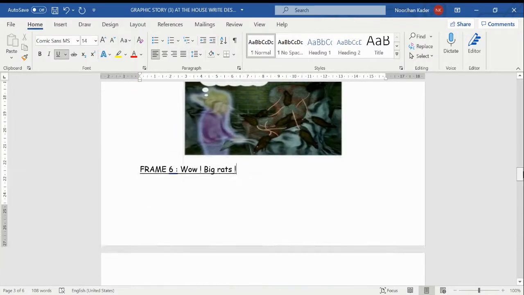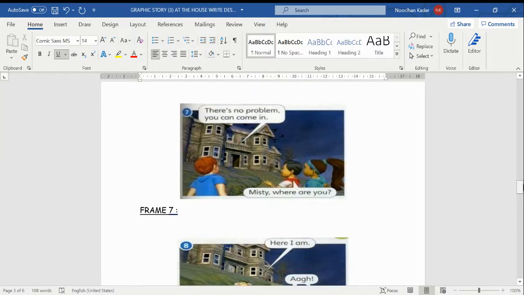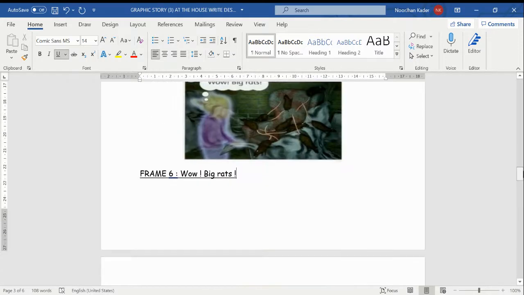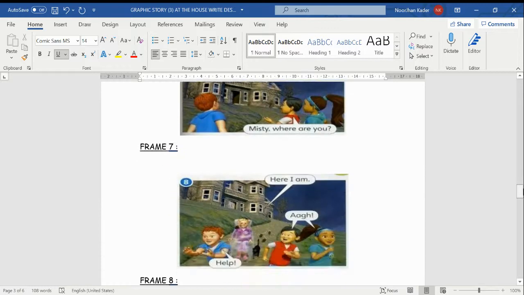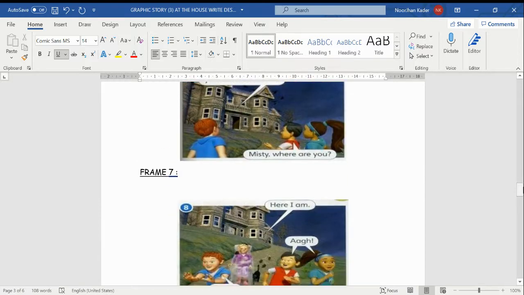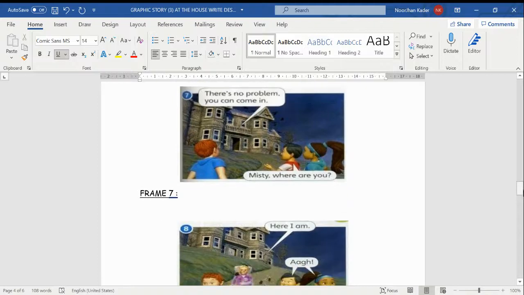Okay, we have done until frame 6. Now we will be going to frame 7 and 8. This is the conclusion of the graphic story. What happens? Let's see the dialogue in frame 7. There's no problem, you can come in. Actually, Misty is giving advice to her friends, the super friends, that it's alright to come in.